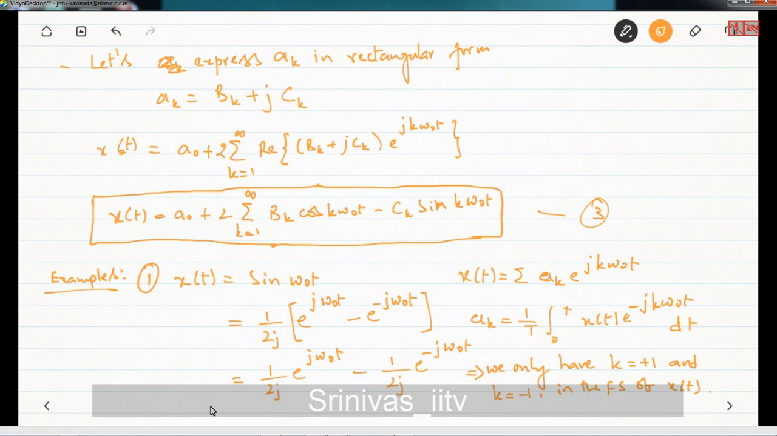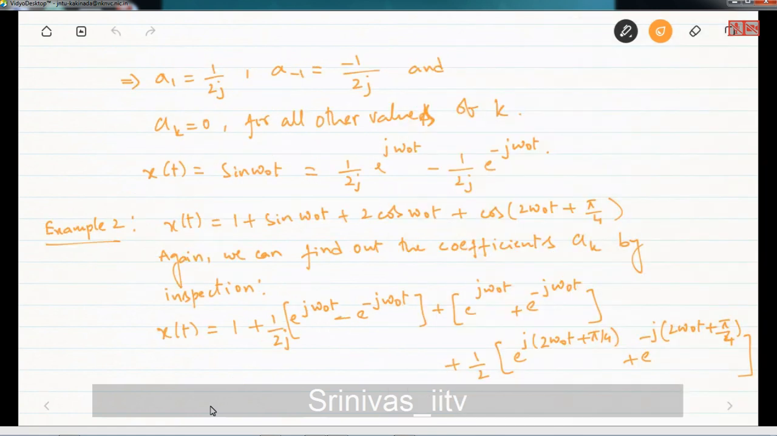In the sense that we did not use the formula a k equal to 1 by T integral 0 to T x of t e power minus j k omega naught t. We just did it by inspection. We expressed sine omega naught t in terms of exponentials. And then there was a second example.